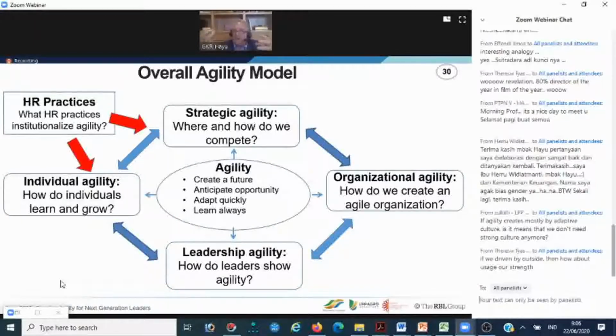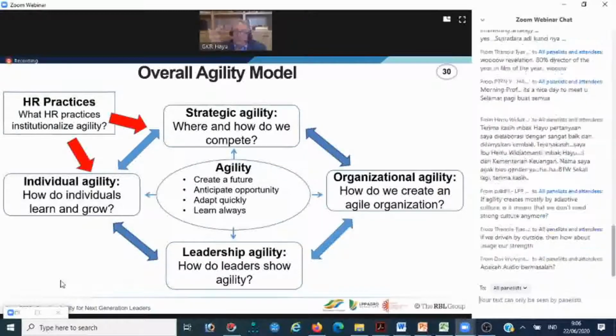Let me tell you the mistake that we sometimes make on your second and third question. The second question is, let's go create organizational agility. Let's create a team called a scrum team, a rugby team. And we go create this team, and it doesn't get sustained. Third question, why not? Because agility is complex. In the middle is the definition: create a future, anticipate opportunity, adapt, learn.